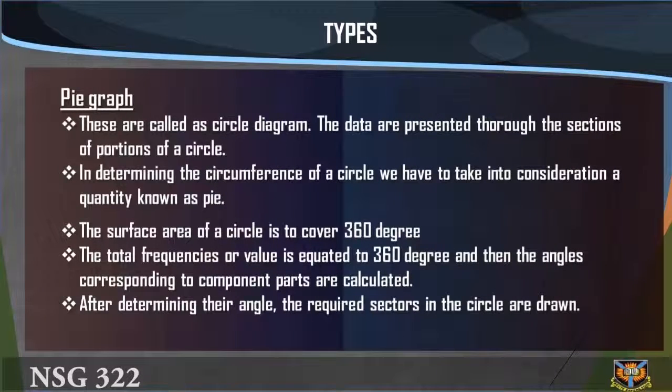Types: pie graph. These are called circle diagrams. The data are presented through the sections or portions of the circle. In determining the circumference of the circle, we also have to take into consideration a quantity known as pi. The surface area of the circle covers 360 degrees. The total of the frequencies or values is equated to 360 degrees, and then the angles corresponding to the component parts are calculated. After determining their angles, the required sectors in the circle are drawn.